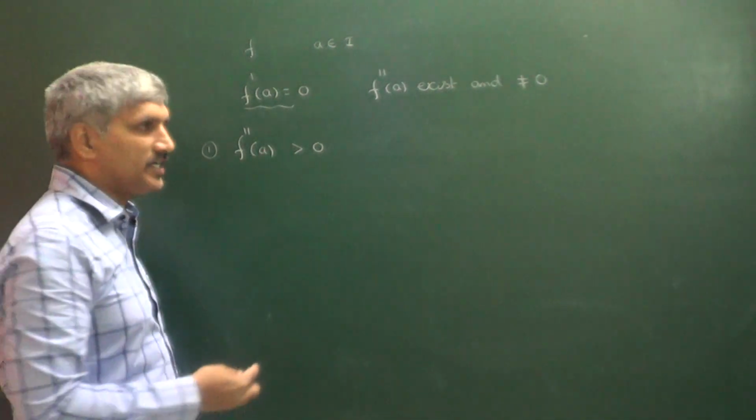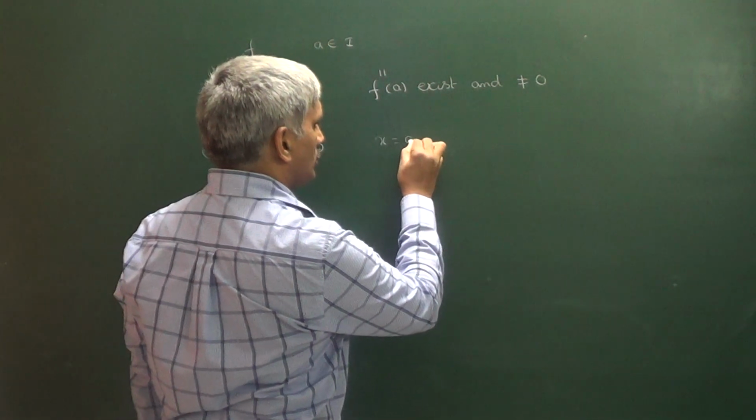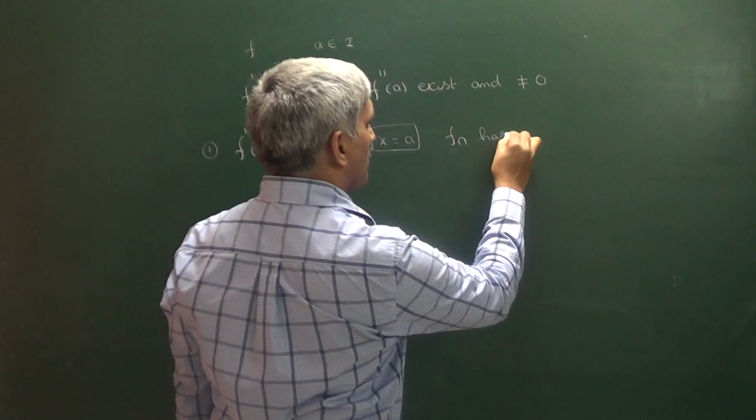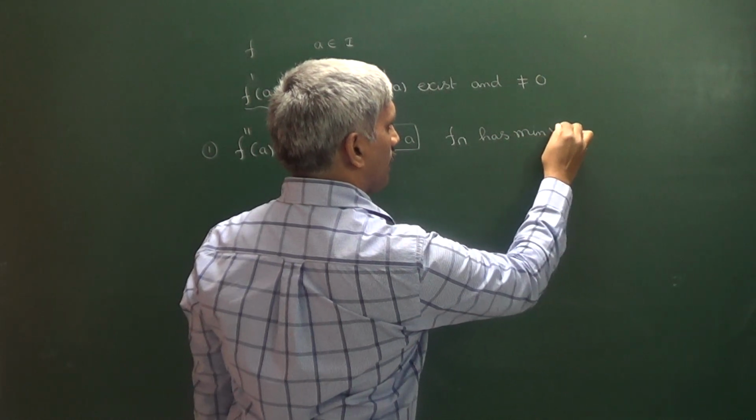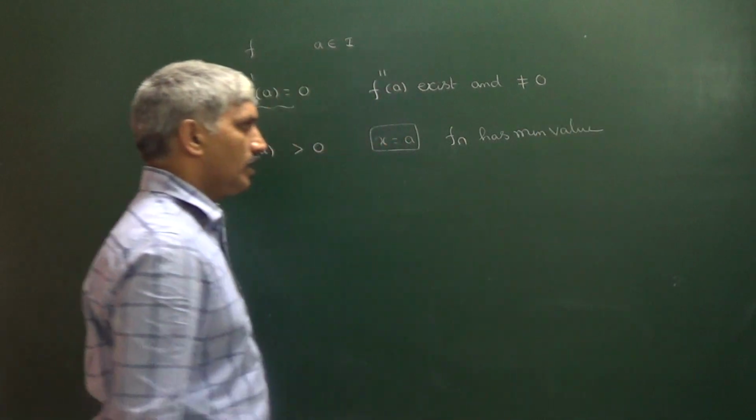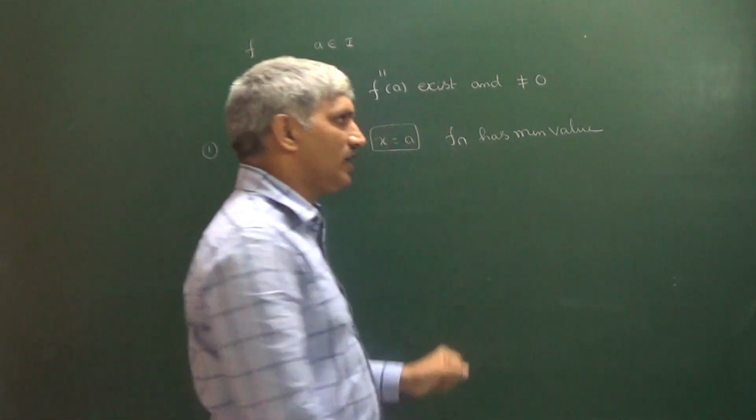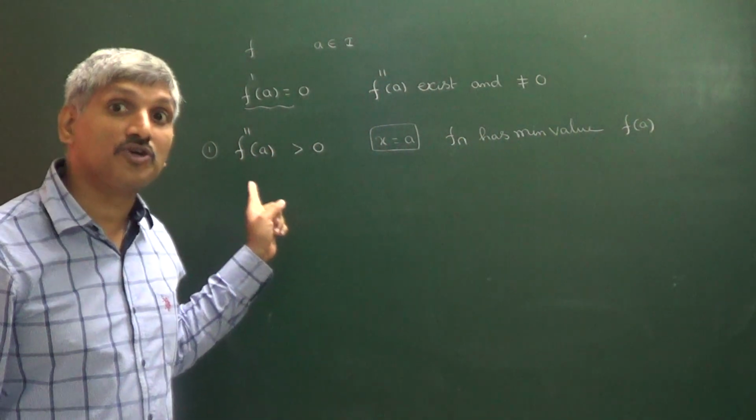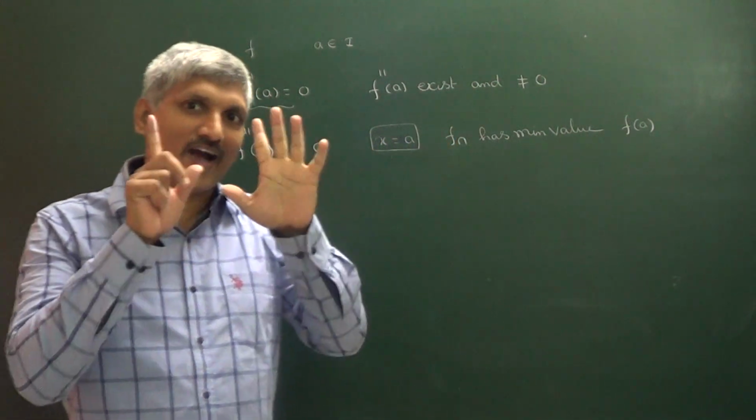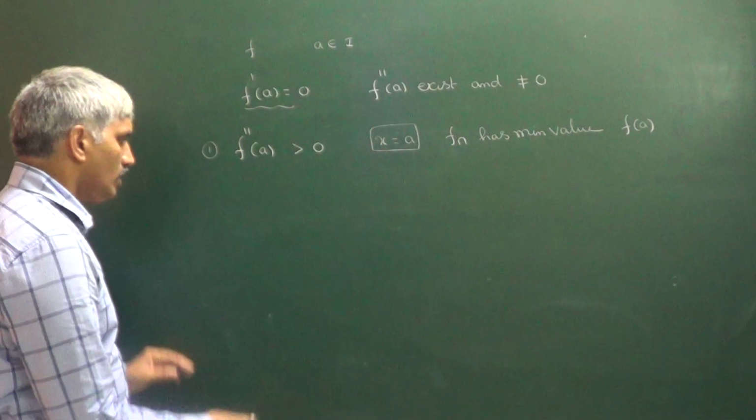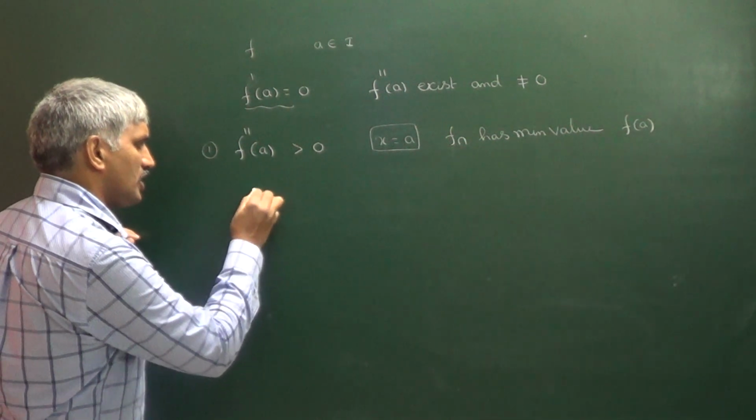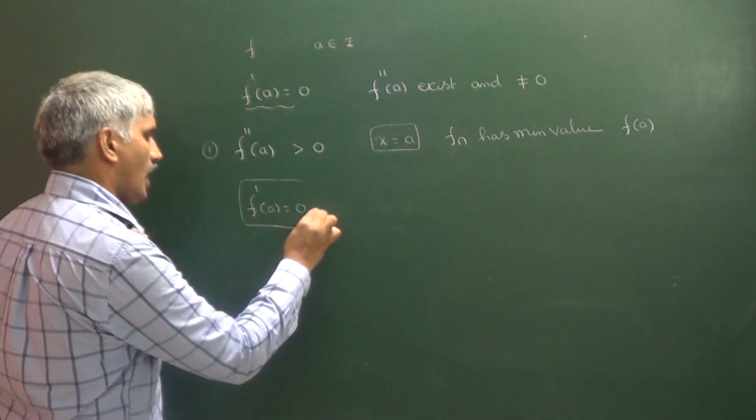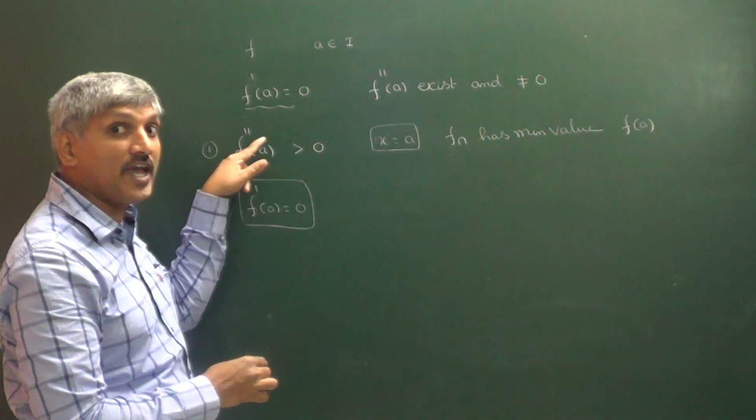If f double dash of a is greater than 0, then we say that at x is equal to a, the function has a minimum value, and that minimum value is given by f of a. Second derivative greater than 0 means minima. Why? All of you observe here. What happens here? We got the information f dash of a is equal to 0. That is the information we got. And we are saying that f double dash of a is greater than 0.